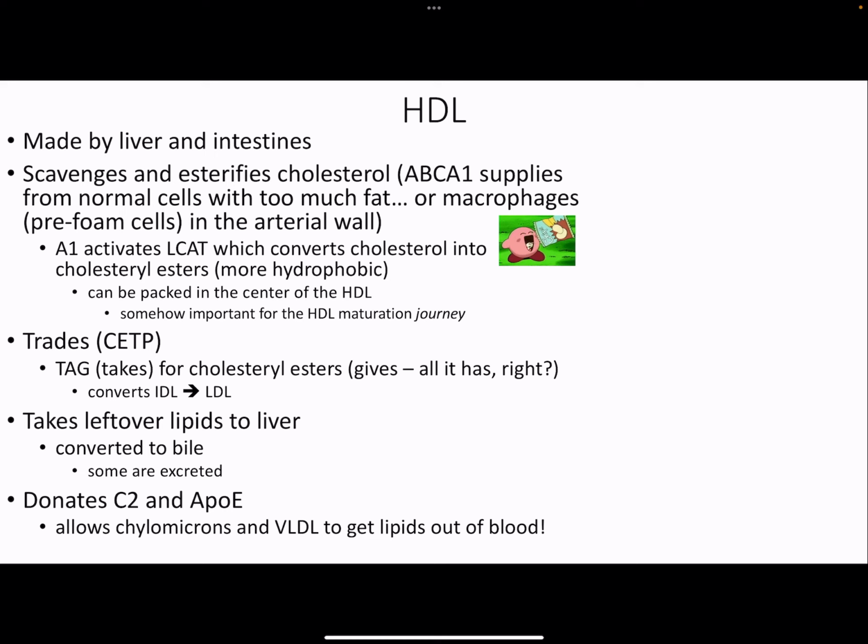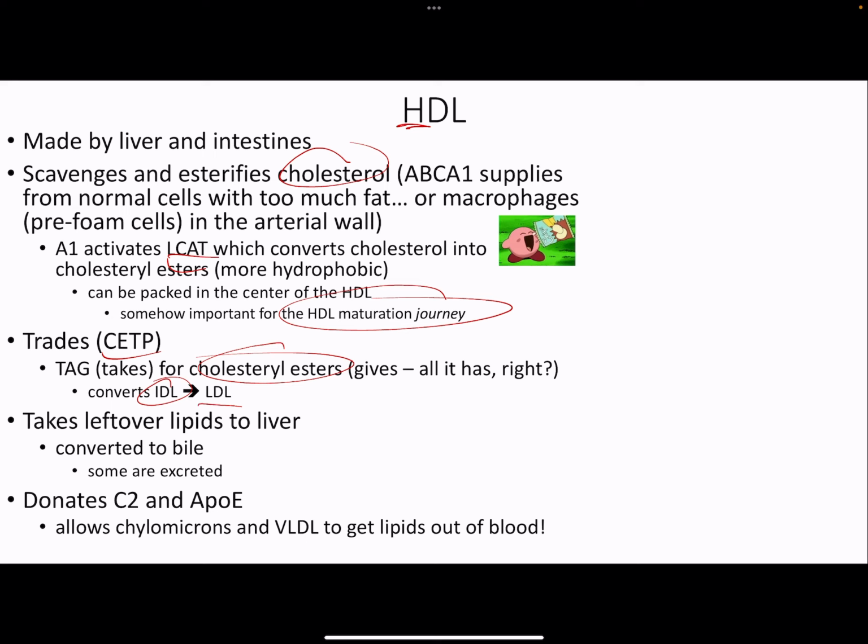Liver and intestine make this. It's going to scavenge cholesterol. ABCA1 pumps this out from like a foam cell or whatever, macrophage, and gives it to the HDL. A1 also is going to activate LCAT, which is going to turn cholesterol into a cholesterol ester. It's packaged in the center of the HDL, and somehow this is important for its evolution to a mature HDL. CETP is for trading. All it has is cholesterol or cholesterol esters, so it's going to give them in exchange for triglycerides.